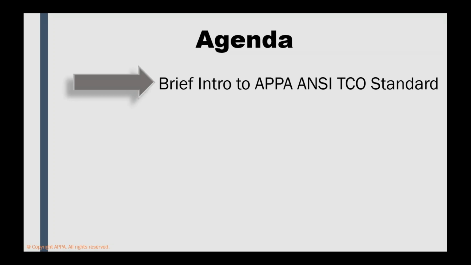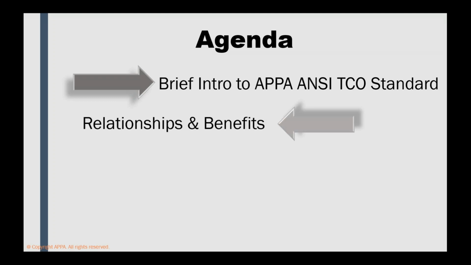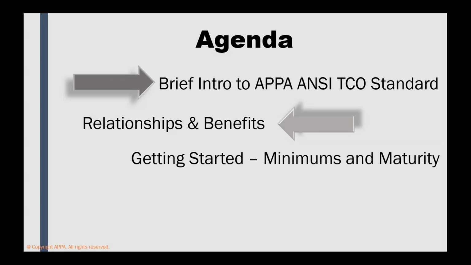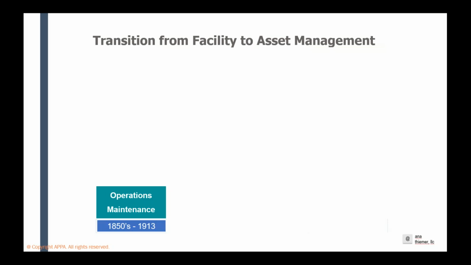If we take a look at our agenda, we're going to do that by giving you a brief introduction to the APPA ANSI TCO standard. We're also going to take a look at our relationships and benefits. And then what you can do, getting your mindset and strategy ready for moving into TCO. What are the next steps you can take, and what are we going to be able to provide for you?